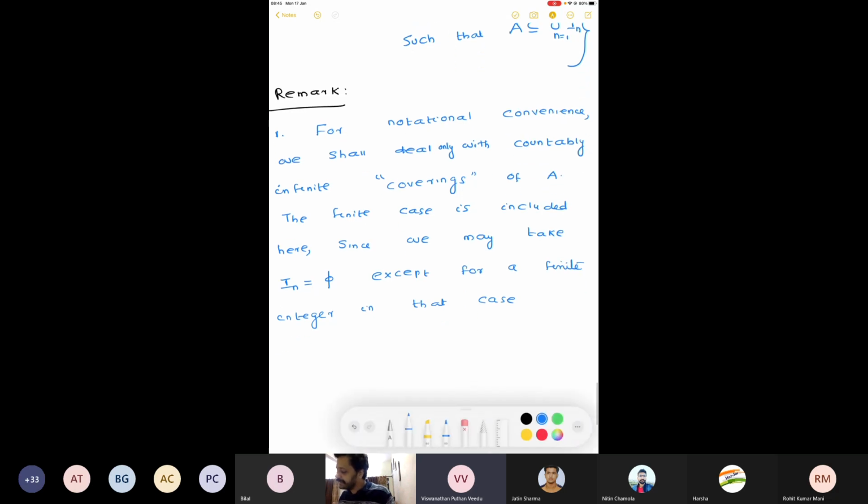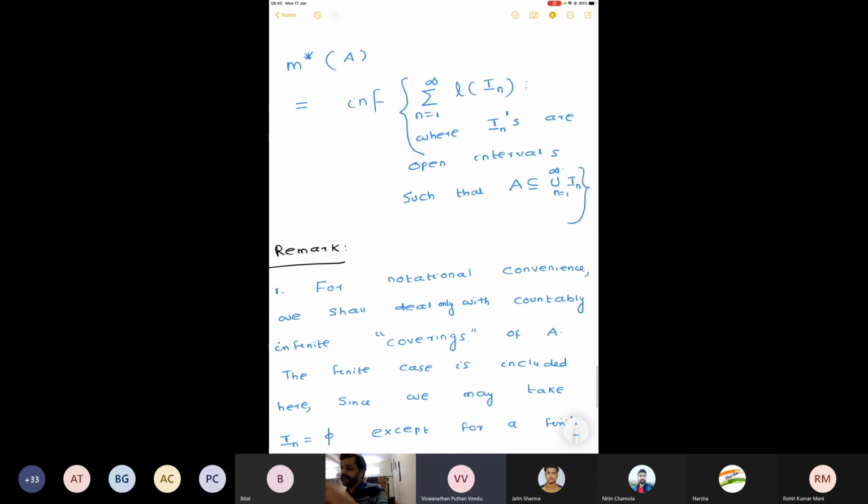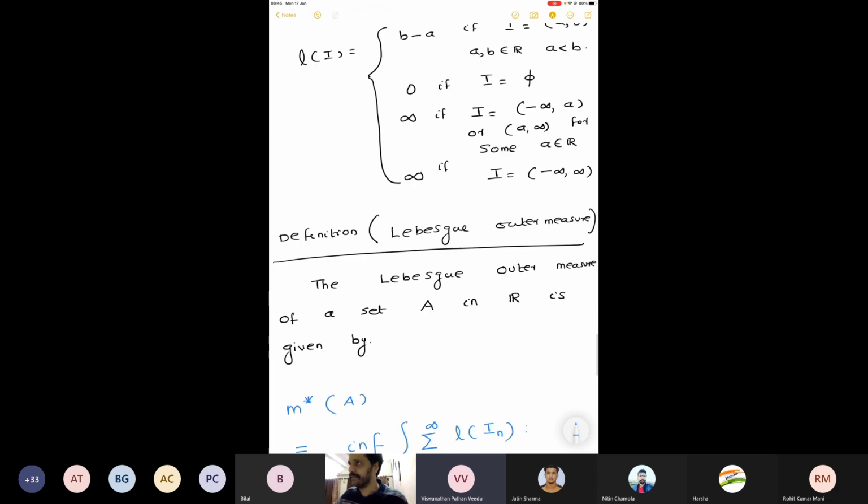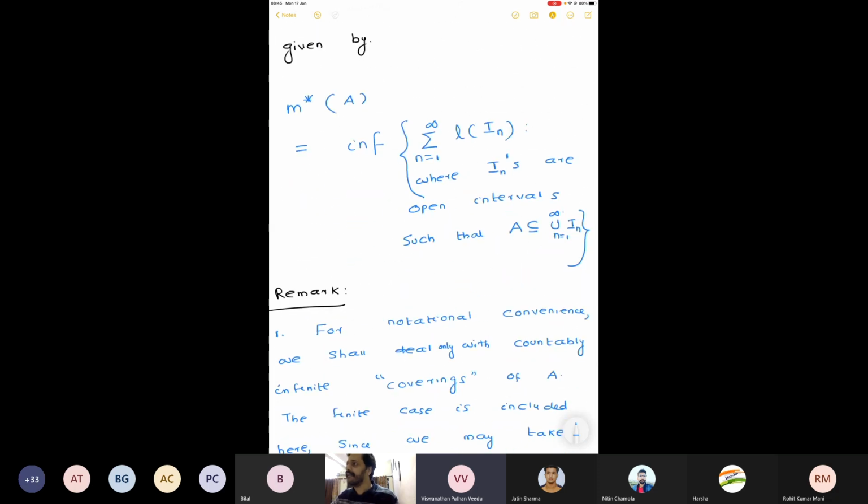Okay. Another thing that I want to draw your attention to is the following. When I say open interval, remember that intervals of infinite length can be included, for instance minus infinity to a, or minus infinity to infinity, etc. Therefore, the length of I_n can be infinity for some I_n. In that case, the summation of lengths of I_n will be considered as infinity.